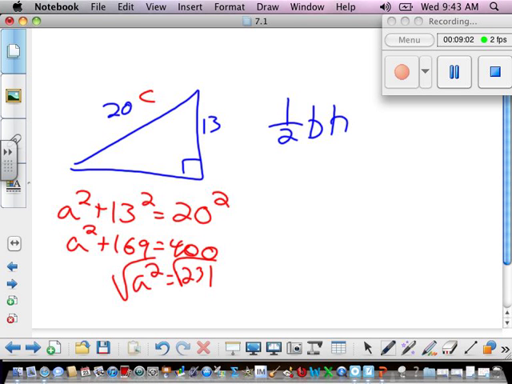144? Nope. 121? Nope. 100? Nope. 81. Nope. 64. Nope. 49. Nope. 36. Nope. 25. Nope. 16. Nope. 9. Nope. 4. Nope. And 2 won't go in there. All right. So this is easy.